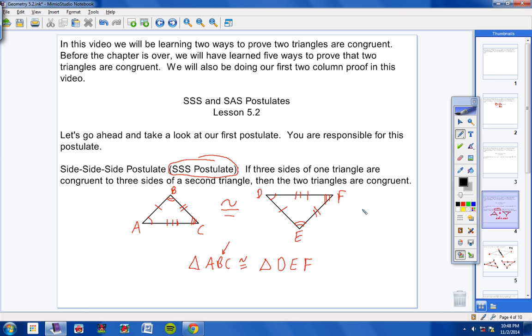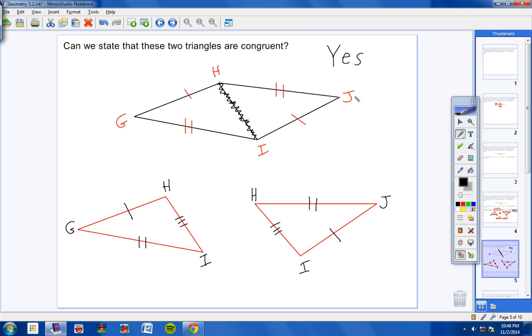And we just learned back here in our SSS postulate that if 3 sides of one triangle are congruent to 3 sides of another triangle, then the 2 triangles are congruent. So yes, I can definitely state that these 2 triangles are congruent. By what reason? Side, side, side postulate. Do you see it okay? Look it over, guys. Make sure you really understand this. So again, anytime the 3 sides of one triangle are congruent to 3 sides of another triangle, then we know for sure that those 2 triangles are congruent.